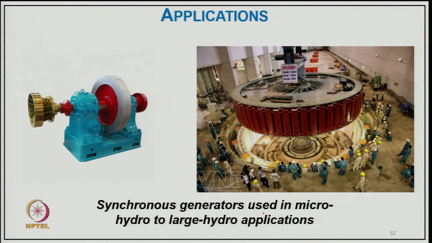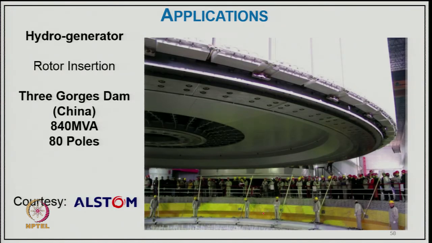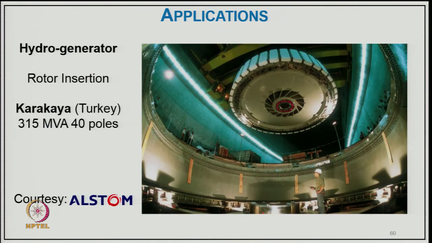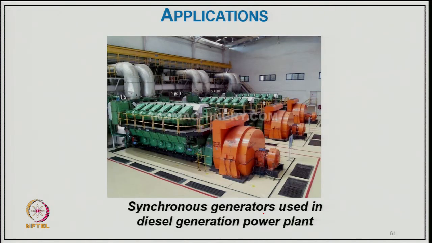then rotor of synchronous motor used in large water pump, synchronous generator used in micro hydro for hydro power applications, then typically hydro generator with the rotor insertion. So, Three Gorges Dam in China, that is 840 MVA 80 pole synchronous generator. Then you have another rotor generator, again Three Gorges 840, how it looks like from Assam. Then typically in Turkey 315 MVA 40 pole cylinder pole synchronous generator for hydropower, and synchronous generator used in diesel generator plant.